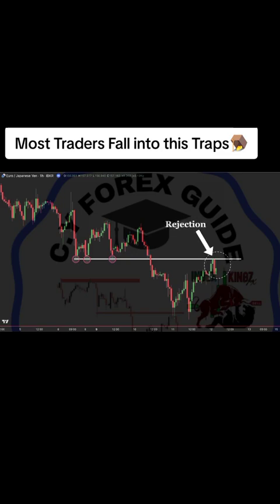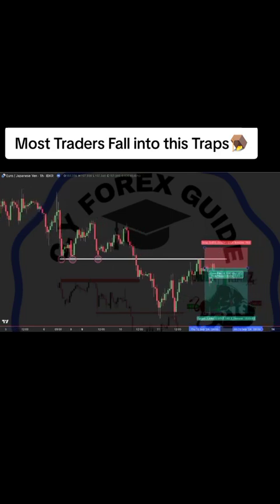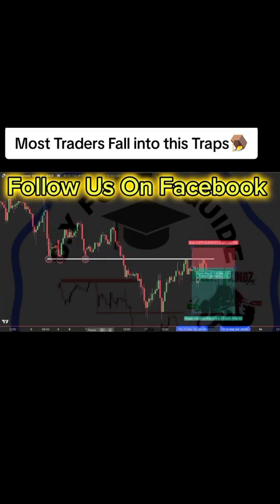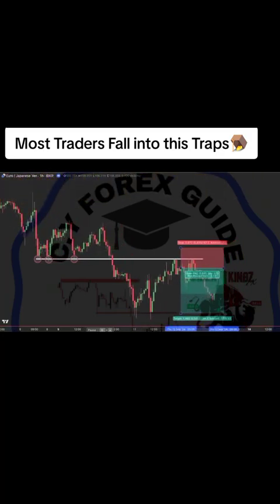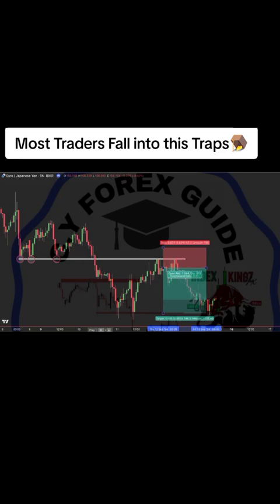If price rejects the level with strong price action patterns like pin bars, engulfing candles, or multiple wick rejections, it signals that sellers are stepping in to push price lower. Once rejection is confirmed, you enter a sell position, placing your stop loss above the retest level for protection. The same process applies when price breaks a resistance level. After the breakout, you wait for a retest and rejection before entering a buy trade.